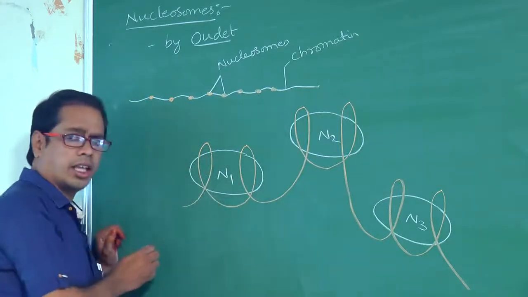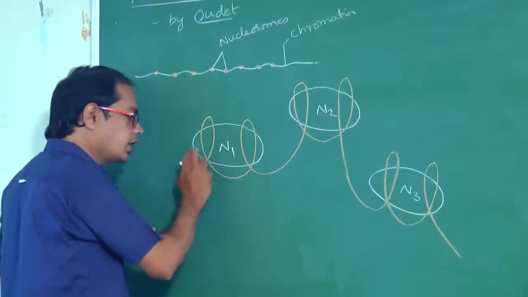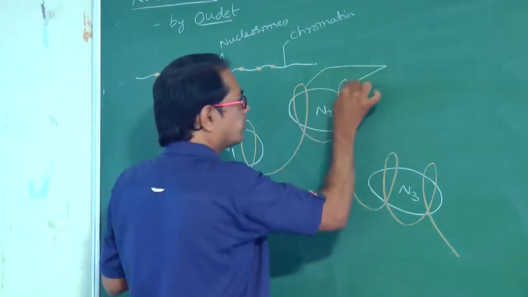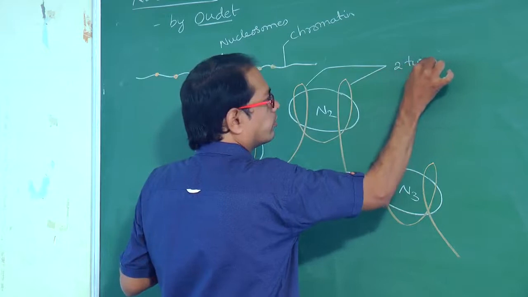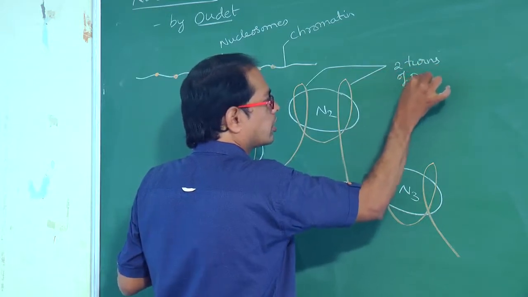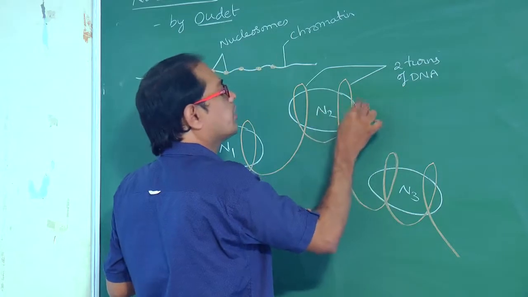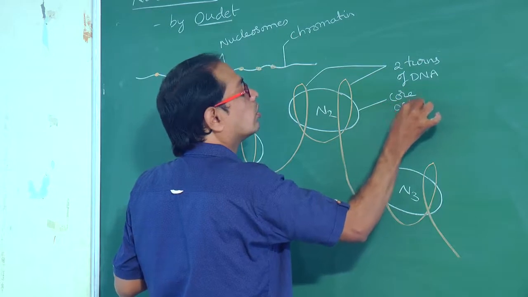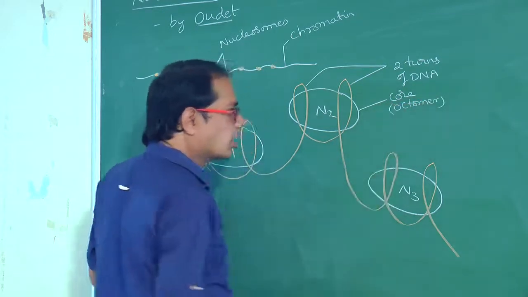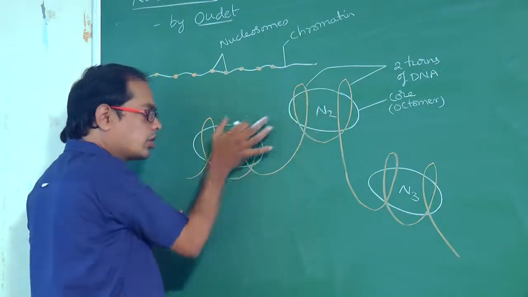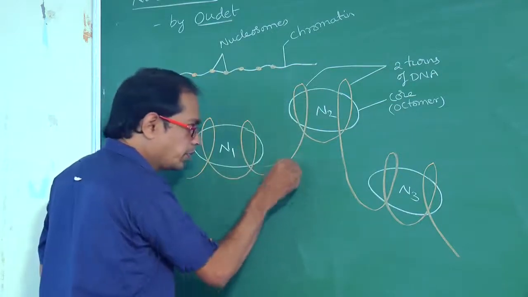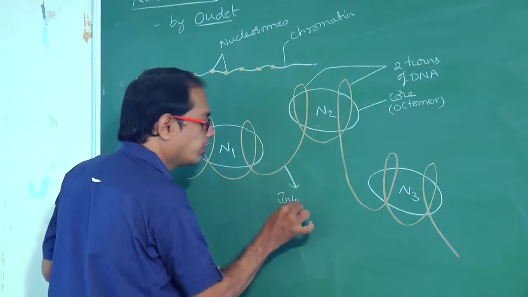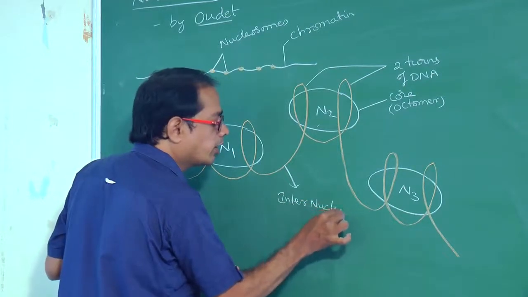How many turns of DNA? This is one turn of DNA, this is another turn of DNA. So these are nothing but 2 turns of DNA, and this part is called the core or octamer. This is one nucleosome, this is another nucleosome. These two nucleosomes are held together by this DNA, called internucleosomal DNA.